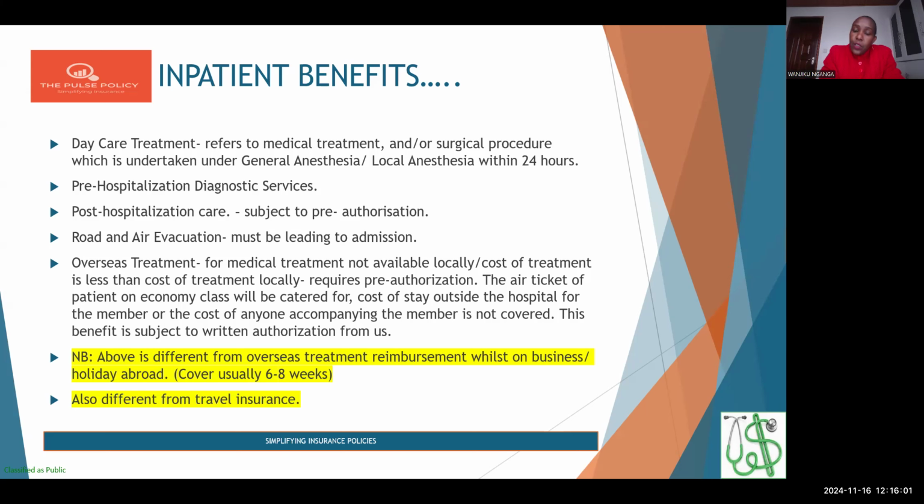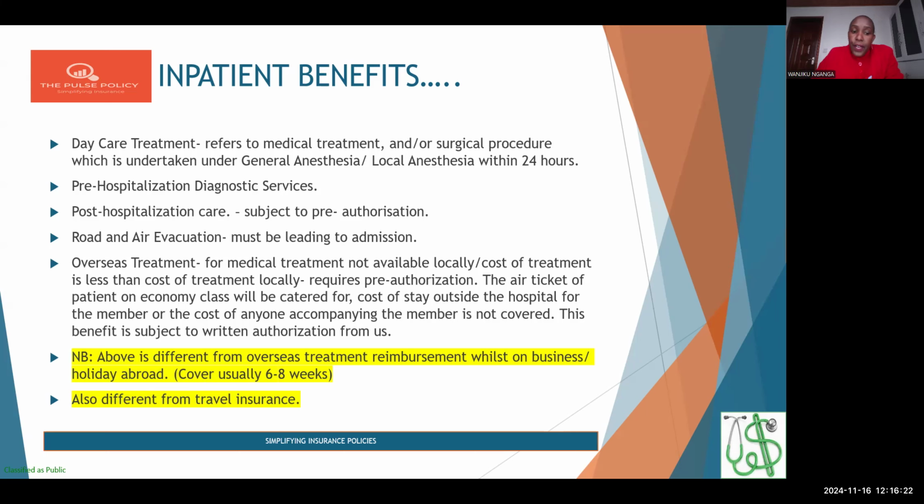And in some cases, you're going to find that they also cover the accompanying member, but you need to get authorization for the same as well. In most cases, they cover, but it is not automatic. So that's why I put there, it is not covered unless it is authorized. I put there, this is a benefit that is subject to pre-authorization from the insurance company.